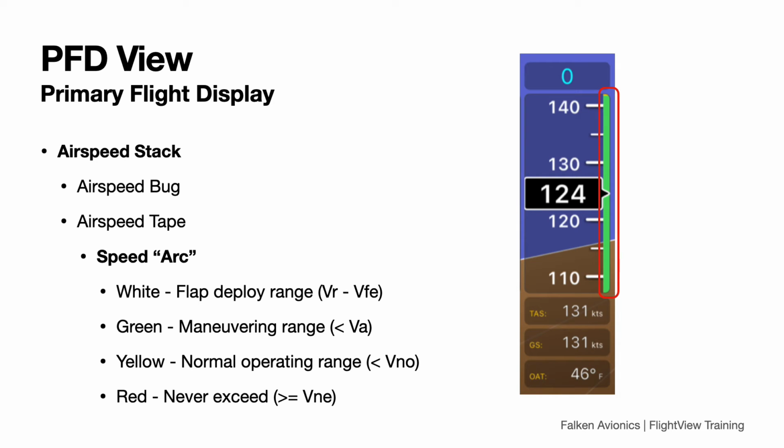On the inner edge of the tape are color bands that serve the same functions as the white, green, yellow, and red arcs on a classic airspeed indicator. White represents the range at which it's safe to deploy flaps. Green is the maneuvering range, the range at which full control deflections won't bend the aircraft. Yellow extends from the top of the maneuvering range to the aircraft's normal operating limit, and red indicates the never exceed point, or VNE. The values that control these are your V-speeds, which you can configure from the settings menu.